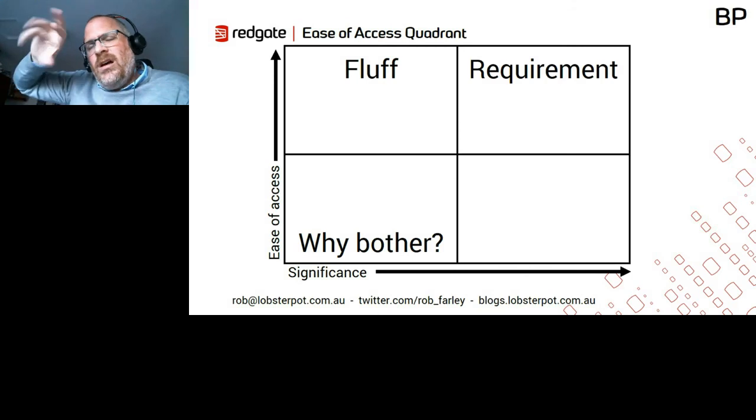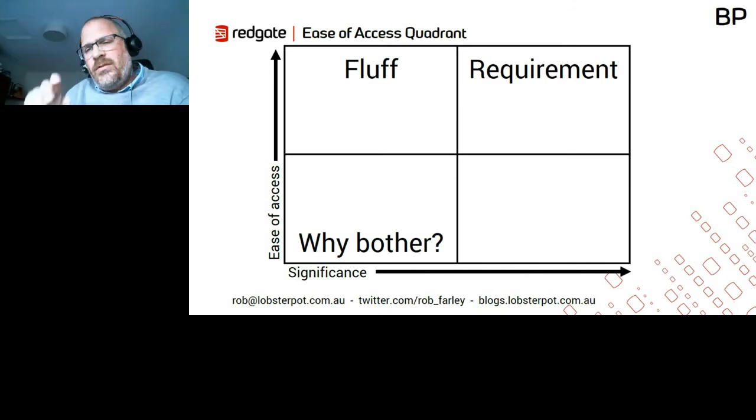But unless you can find something in there that's more significant and shifts across the axis a bit, towards being a requirement, a given, then fluff is where it is. And it's not a problem. It's just that it's not really where you want to be. You want to be having everything in that requirement section. If you've bothered with it at all, you want it to be significant, right?